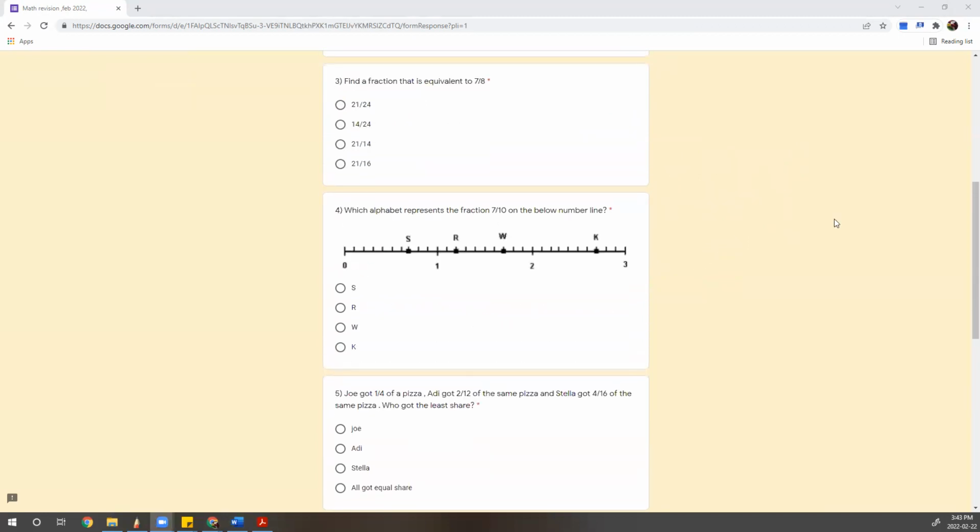Find the fraction that is equivalent to 7/8. So what you need to do, one by one. 21/24: I want to divide by 3, can I? Yes, 7/8. So that's the answer. Okay, because it's the same. The other can be reduced to 7/8.